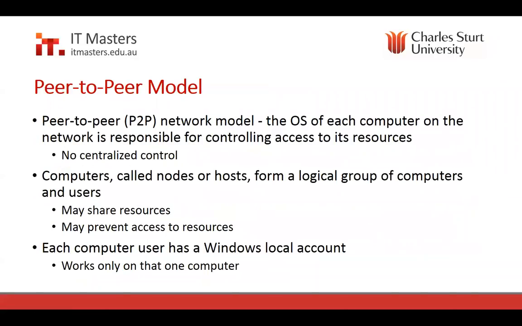In terms of the types of networks that we can put together, we've spoken about client server, we can also have a peer-to-peer model, which is very simplified and typically only used for small organizations. Peer-to-peer is basically where the operating system of each computer is responsible for controlling access to its own resources. That is, there is no centralized control. So we don't have a single server which has all the accounts and all the access rights and security set up on it. It's the responsibility of each computer within that peer-to-peer network to look after itself.